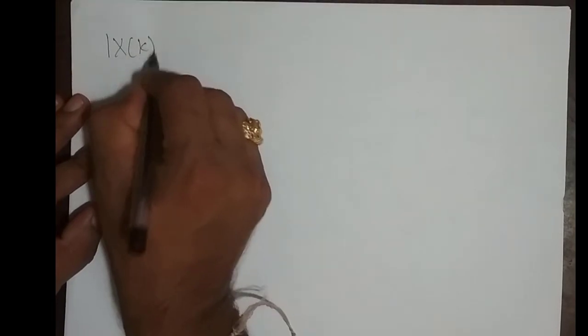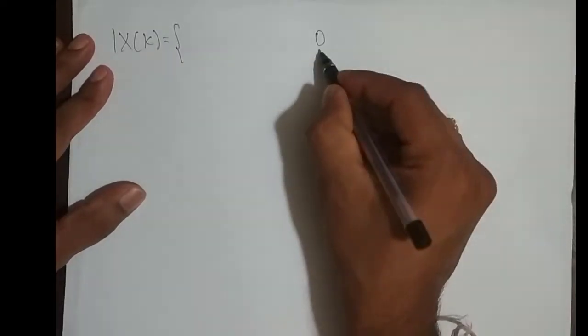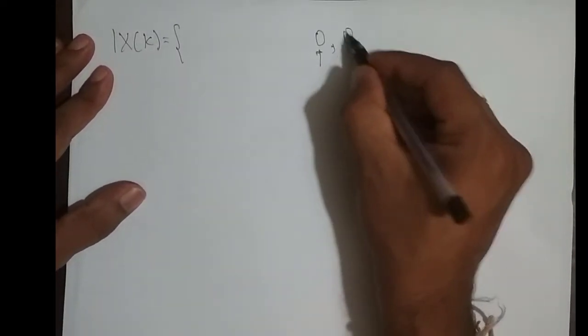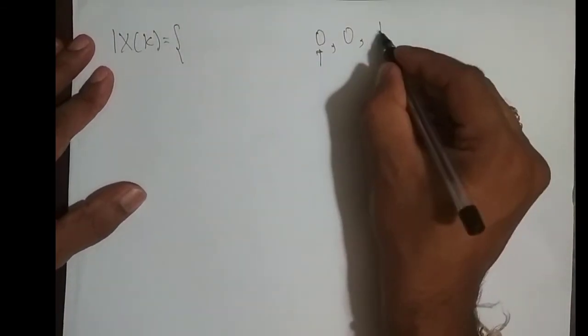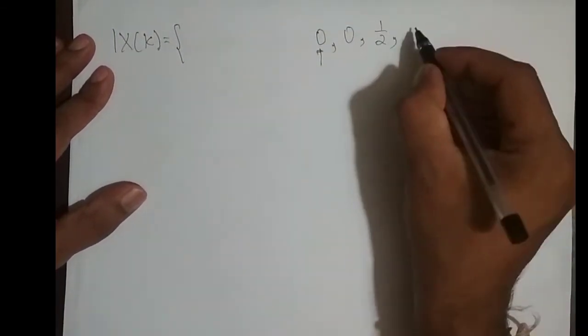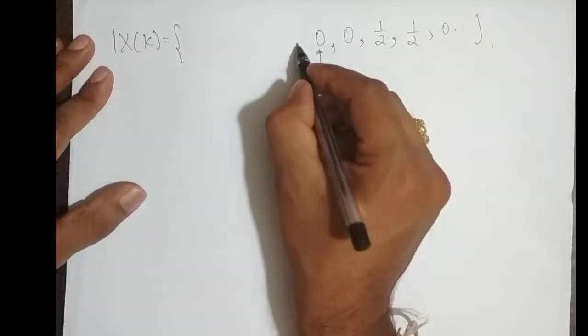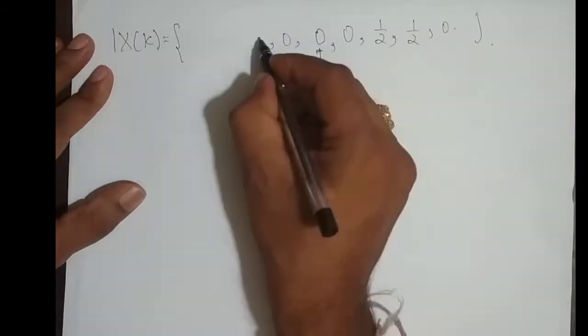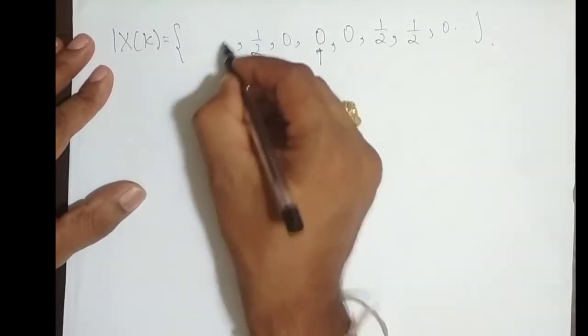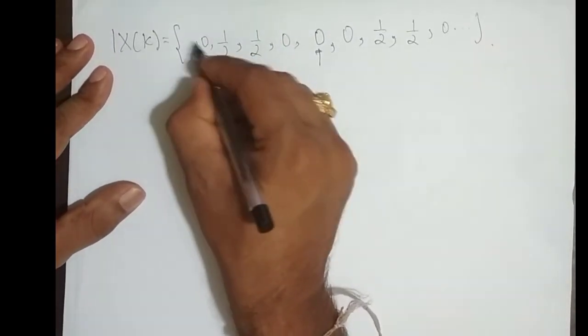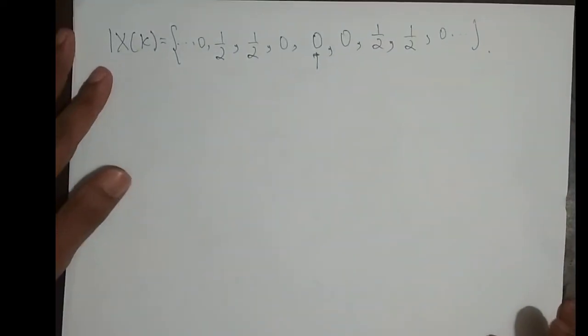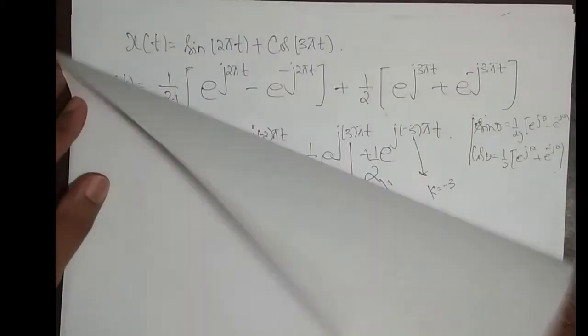Okay, so we will plot its magnitude and phase angle. The magnitude of x of k is equal to, at k equal to 0 it is 0, k is equal to 1 it is 0, k is equal to 2, what is the magnitude of 1 by 2j? It is 1 by 2, and what is the magnitude of 1 by 2? It is 1 by 2, and 0 dot dot dot. And similarly this is 0, this is again 1 by 2, this is also 1 by 2, and this is 0 and dot dot. So magnitude is usually symmetric.